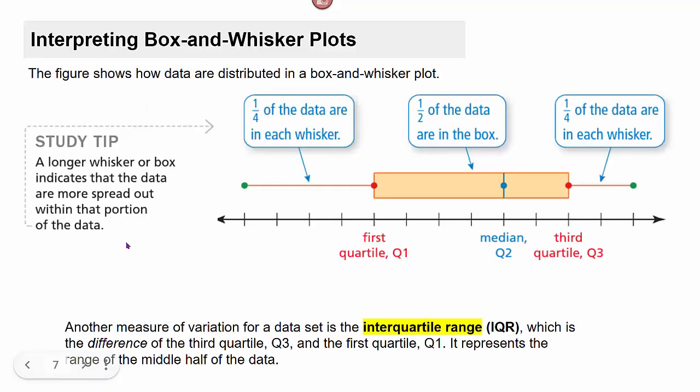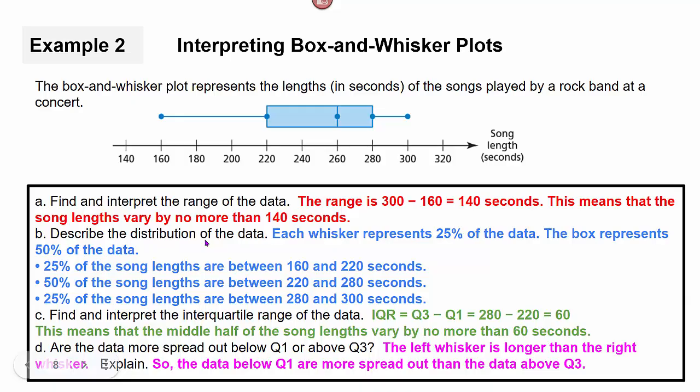Okay. I don't really want to talk about interpreting right now. We'll get into that another time. But that's kind of important for us today. I do want to talk about how to find the IQR. The interquartile range is what it stands for.